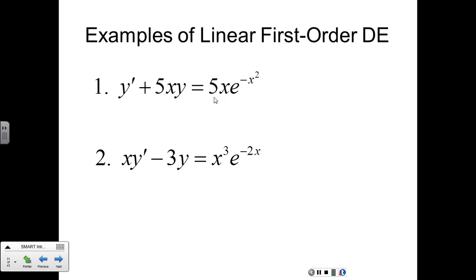Now, is this one in best form? Tell me how I can fix that one to get it to where something we like. Divide through by x or multiply through by 1 over x. So he said y prime minus 3 over x times y, then that would be x squared e to the minus 2x. That's better. You want that derivative to have a coefficient of just 1.